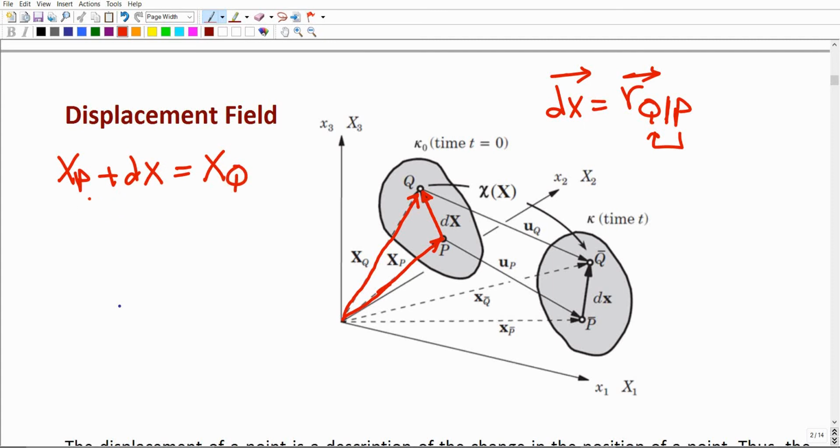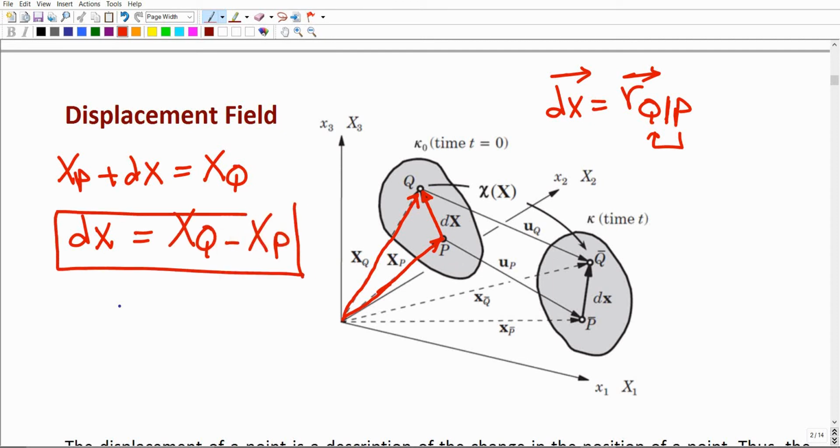Or simply, if I move XP to the other side, we can say that dx, which is the position vector between these 2 points, equals XQ minus XP, since I am already defining this one as Q relative to P. Make sense? So it should be Q minus P, taken in the same order as already shown here. Anyway, this should be the displacement.